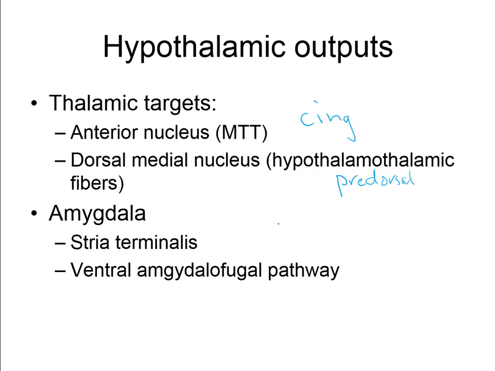And we know that unlike the fornix, which is mostly unidirectional, okay, so you go hippocampus via the fornix to the mammillary body, unidirectionally via the mammillothalamic tract to the anterior nucleus, okay? The connections with the amygdala are bidirectional. Stria terminalis and the amygdalofugal pathways are bidirectional connections, so they are output targets as well.